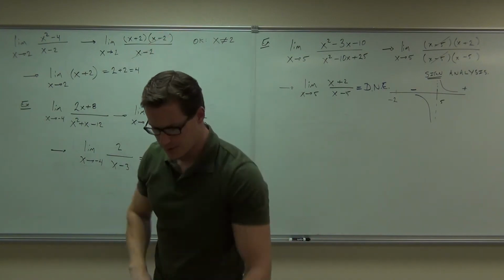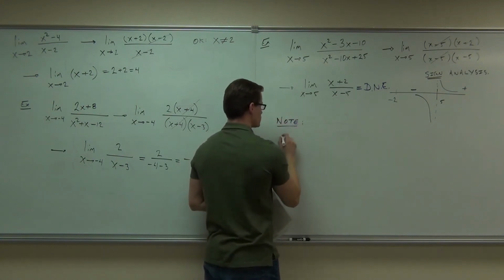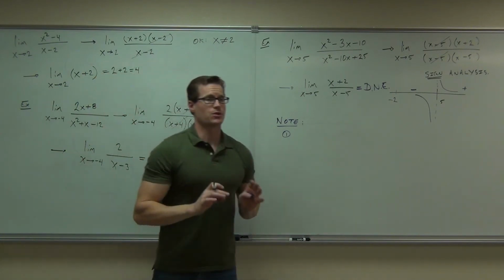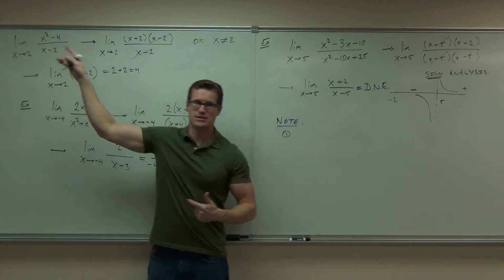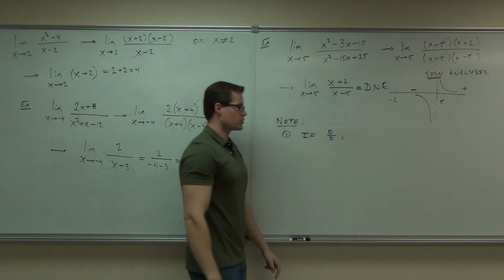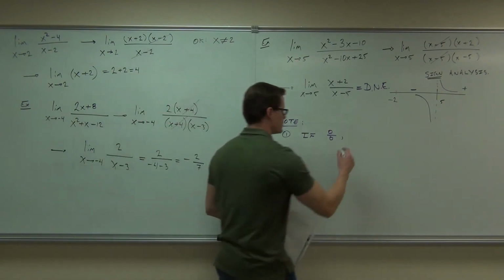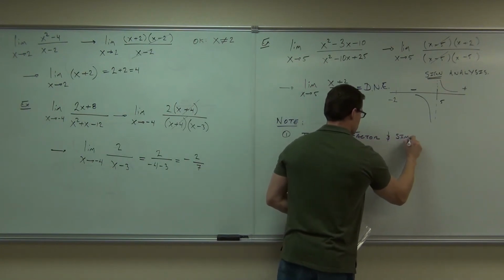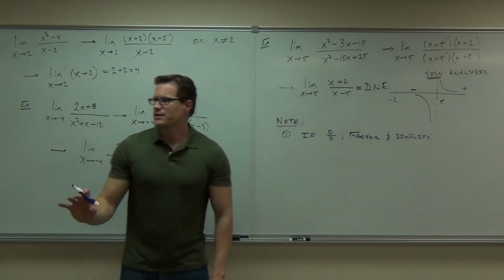Good, all right. A couple notes for you, so I'll write this out so you can remember it later. First one. If you get 0 over 0, what that means is you have a common factor at that point, x minus that point. So if you get 0 over 0, what you're going to try to do is factor and simplify. Factor and simplify. 90% of the time that's going to work just fine.